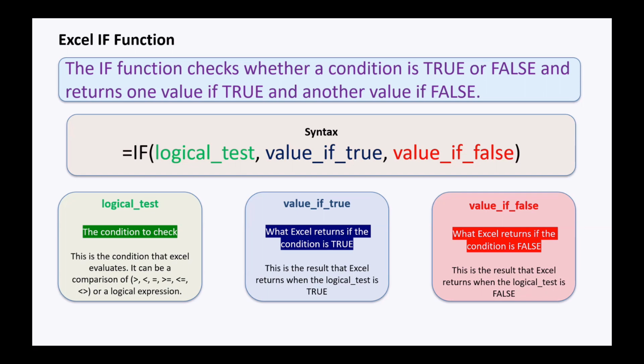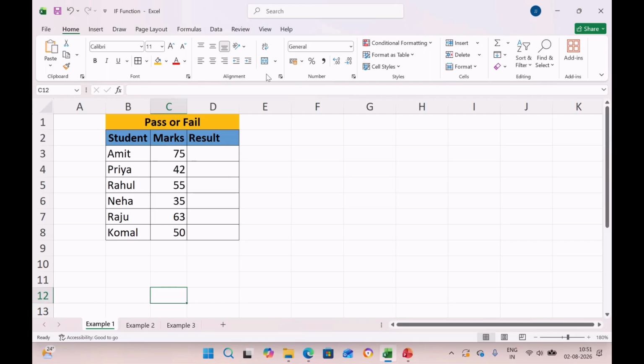So let's demonstrate this in Excel with a real world example. Welcome back once again. In this example, I have made a list of students with the marks they have obtained, and in the result column we are going to check whether the individual has passed or not. The minimum passing score is 50. So with the help of the IF function, let's check whether each student has passed or failed.